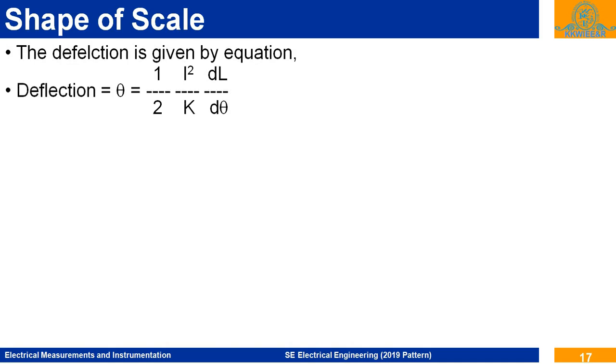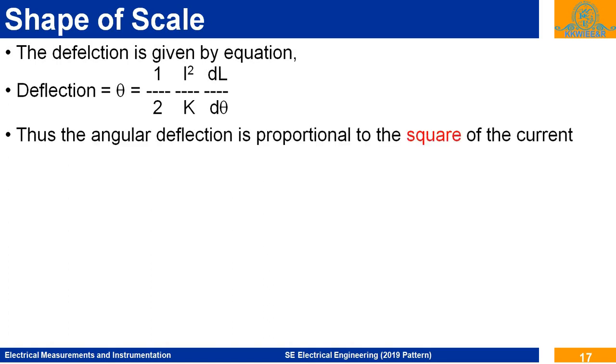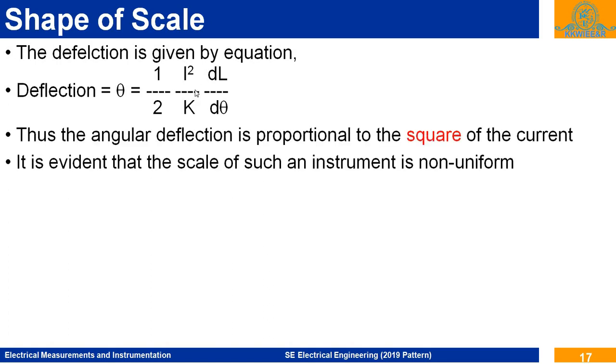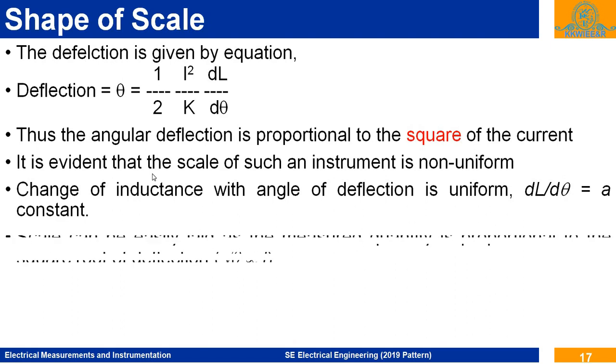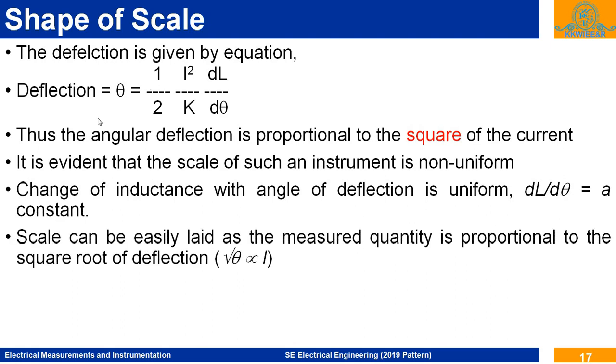So in the torque equation we see theta is proportional to I square. But the actual equation is theta equal to 1/2 multiplied by I square by k multiplied by dL by d theta.